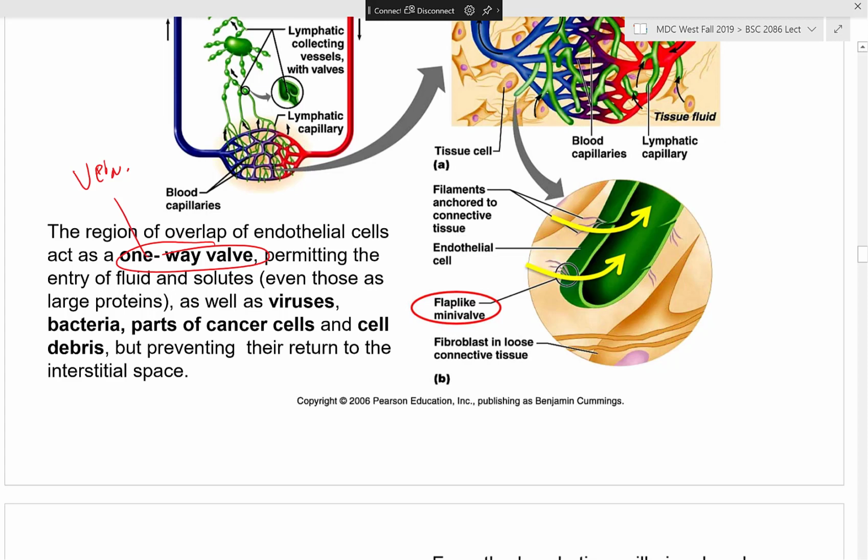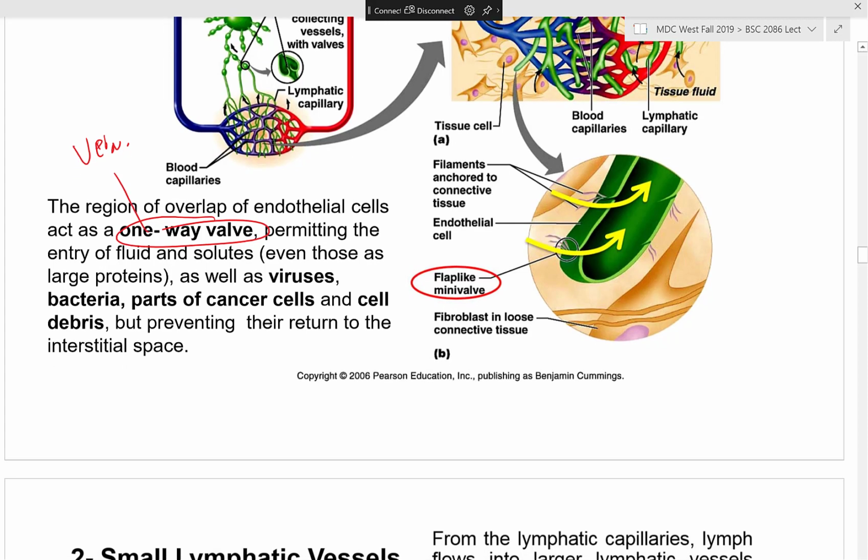Again, they have big spaces, big sinusoids, big gaps. So they're able to collect what? Solutes, proteins, and including what? Virus, bacteria, and any other parts of cancer cells and cellular debris. So they can pretty much collect everything.